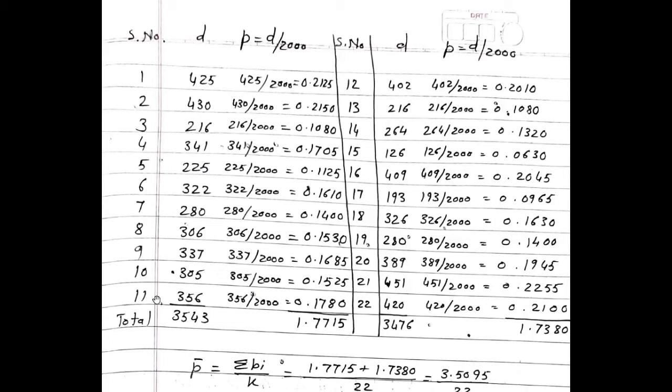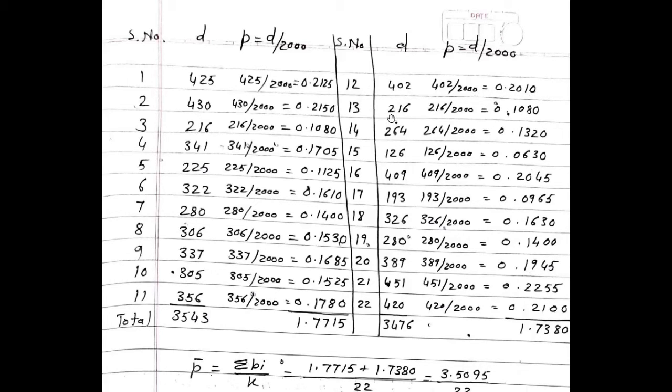11th sample, D is 356 out of 2000. So 356 upon 2000 becomes 0.1780. 12th sample, D value is given as 402. So p value we can calculate as 402 divided by 2000. That can be considered as 0.2010.